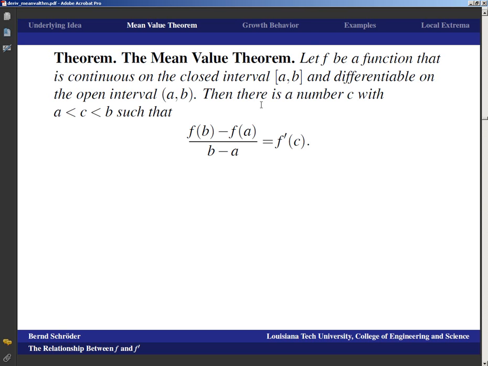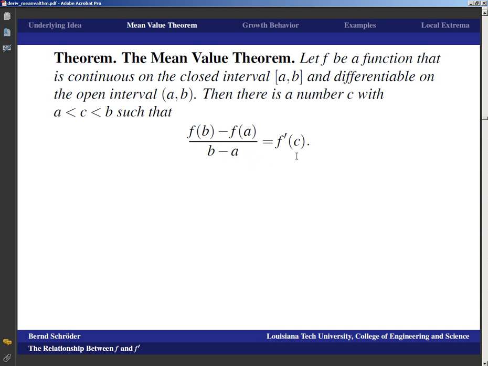The mean value theorem says that then there is a number c between a and b, so that f of b minus f of a, divided by b minus a, is equal to f prime of c. So that means that on any interval where the function is differentiable, the slope of the secant line defined by the endpoints is equal to the slope of the derivative at some point within the interval.